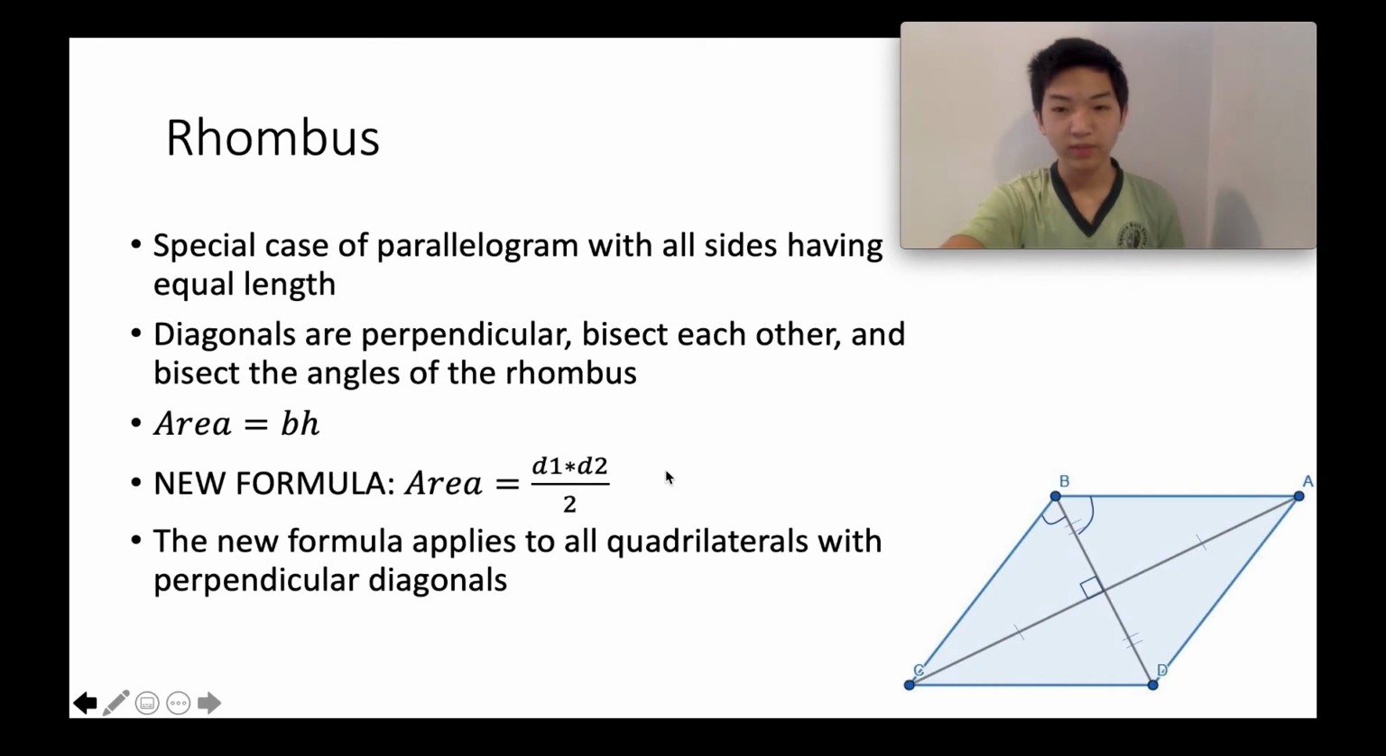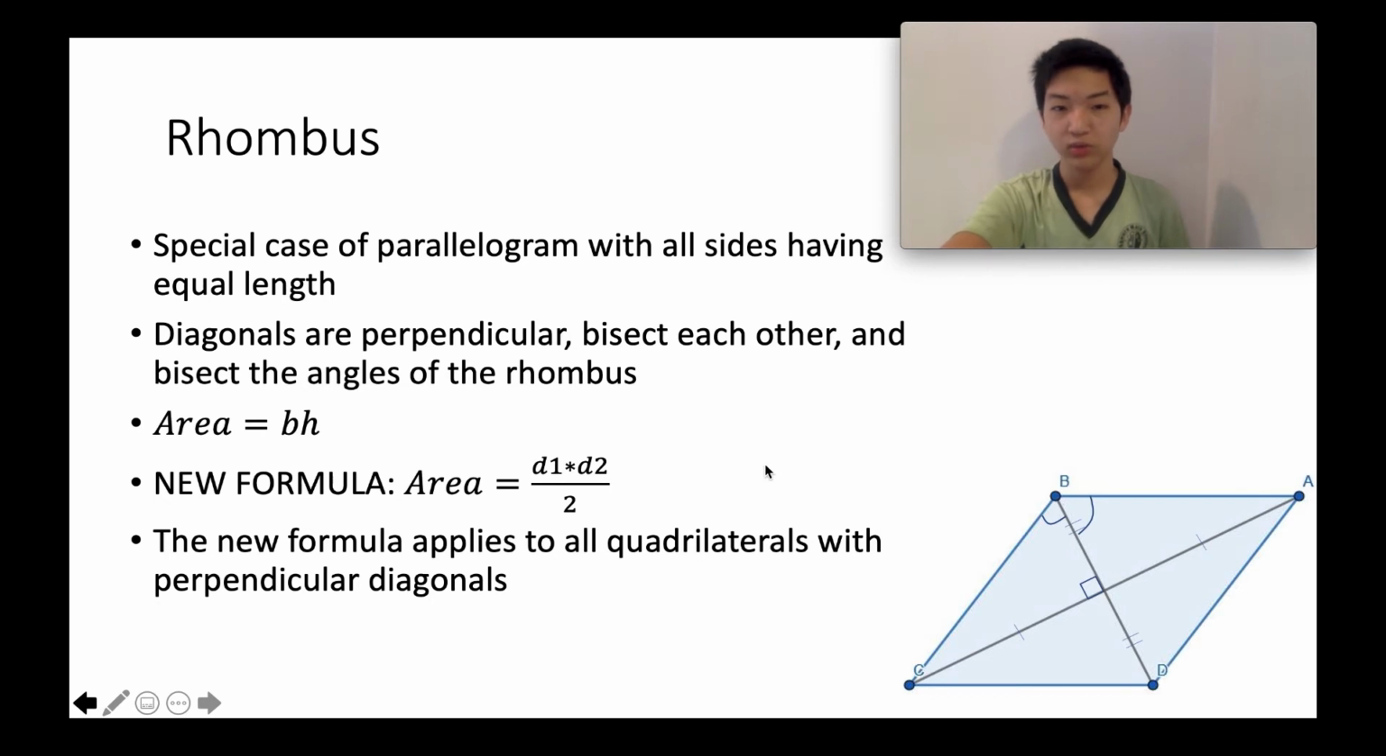Next we have a rhombus. They are a special case of a parallelogram with all sides having equal lengths. So that would mean that BA is equal to AD, which is equal to DC, which is equal to CB.